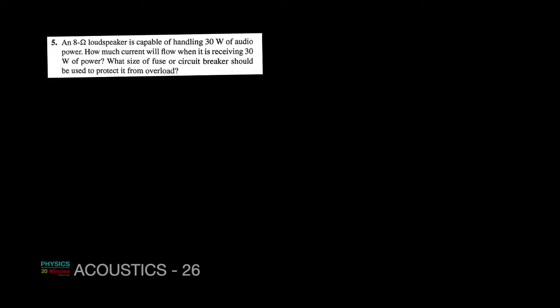An 8 ohm loudspeaker is capable of handling 30 watt audio power. So you can see that resistance is given and power is given. Power is I squared R. So if you know R and P, you can calculate the maximum current. How much current will flow when it is receiving 30 watts of power? That can be calculated. What should be the size of the fuse or the circuit breaker? That you can also check in the data sheet.